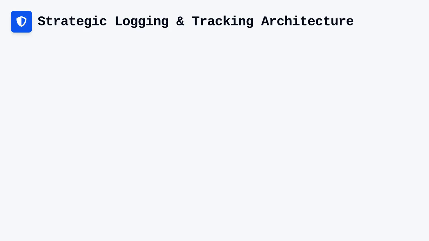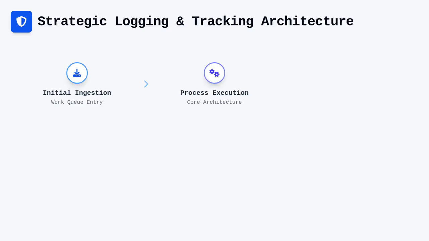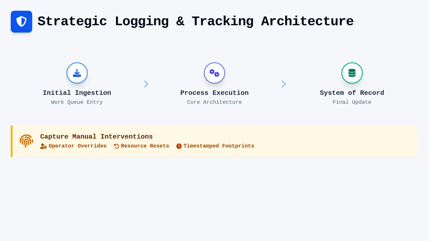Designing these tracking mechanisms requires foresight, as retrofitting logging into an existing, complex process is far more difficult than building it into the initial architecture. Your design should account for the entire life cycle of a transaction, from the initial ingestion in the work queue to the final update of the downstream system of record. Every time an operator manually overrides a process or resets a runtime resource, that intervention should leave a clear, time-stamped footprint in your custom logging store.